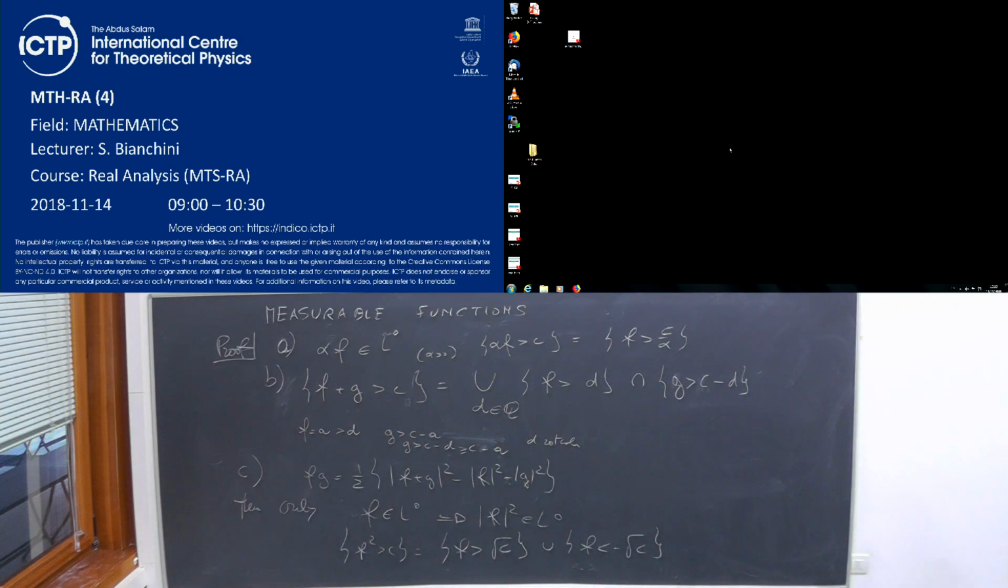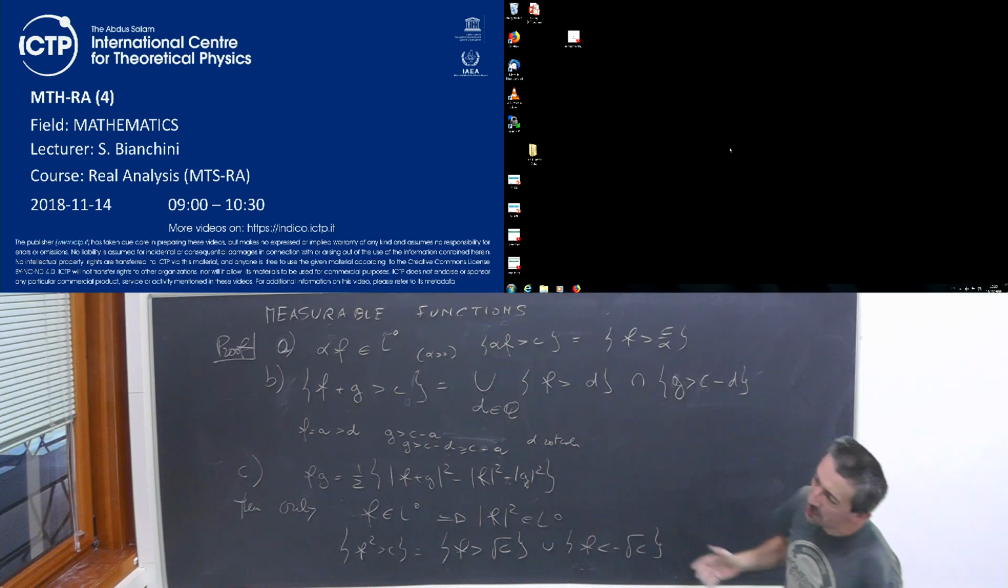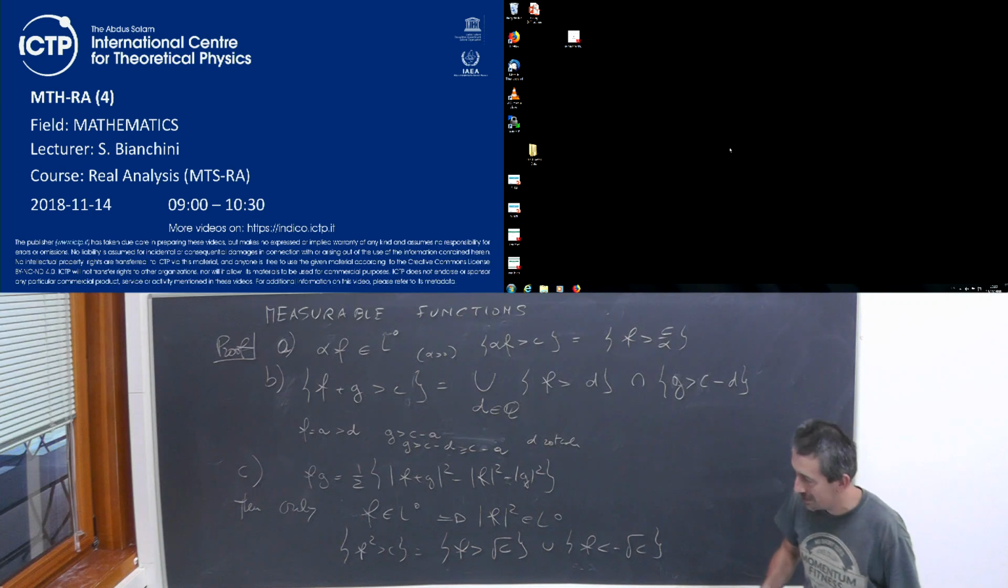Okay, so far so good, because the space of measurable functions is a linear space, and it also satisfies the operations, and we'll see that it is much more flexible.